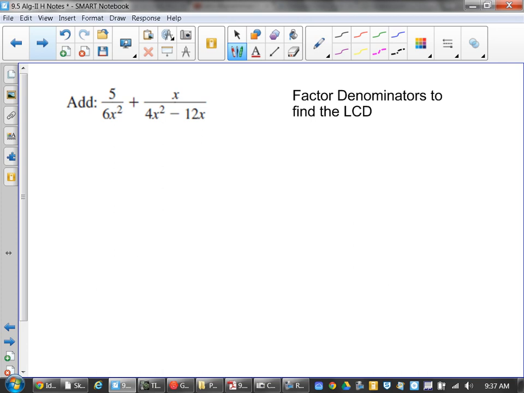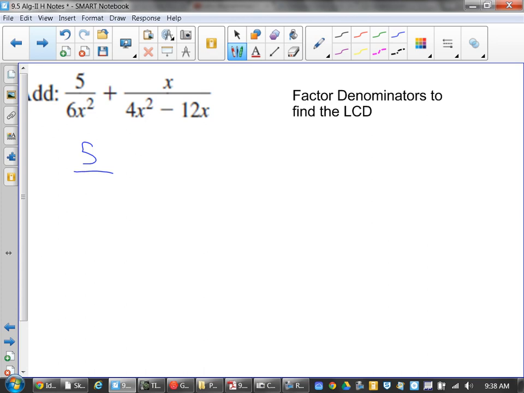So here's what we're going to do. When you start these problems out, what you always want to do is factor out your denominators to try to figure out what your least common denominator is going to be. So we have 5 over 6x squared plus x over 4x squared minus 12x. With those two parts there's only one of them that I'm going to be able to factor. The second denominator. Everybody okay with that? Yeah. So when I do that, I'm just going to rewrite.